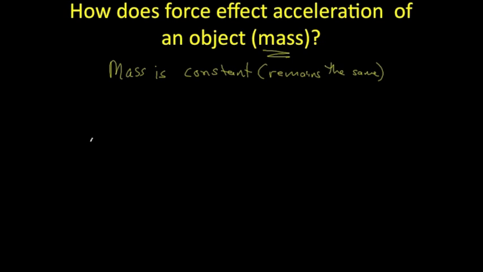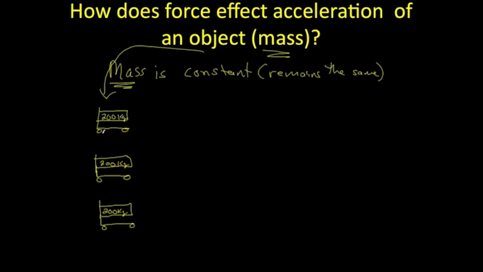Okay? Now, in order to understand this, you got to think about a couple of things. We're going to draw a shopping cart. Okay? All right, and this is my shopping cart. And we're going to say each shopping cart weighs 200 kilograms. Okay? So, the mass or object is the shopping cart, and the mass is going to remain constant.